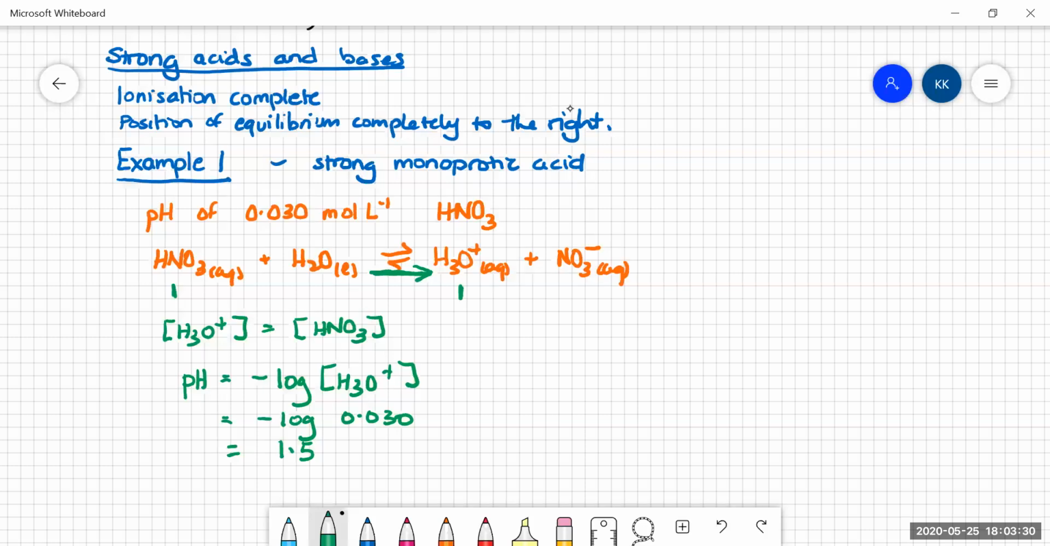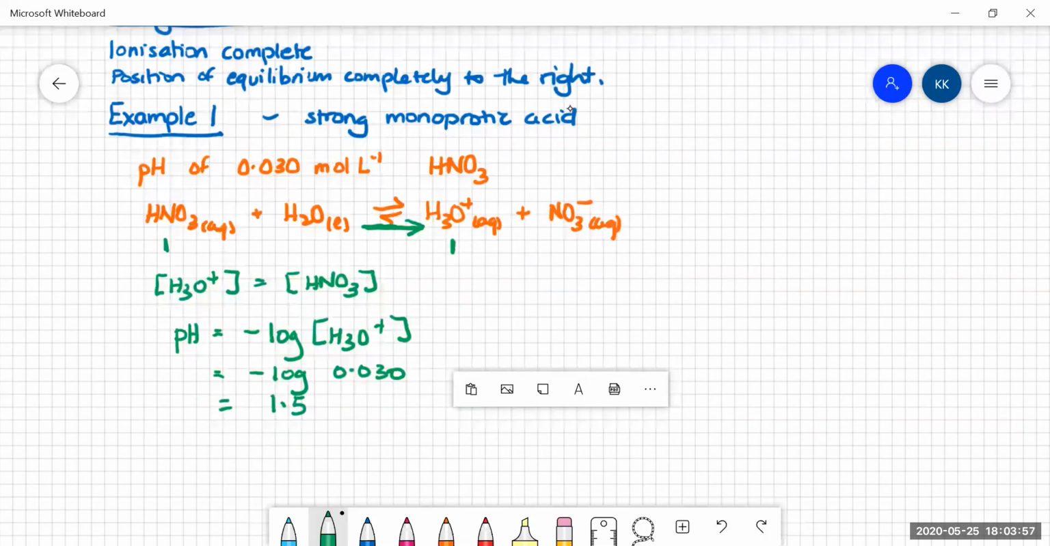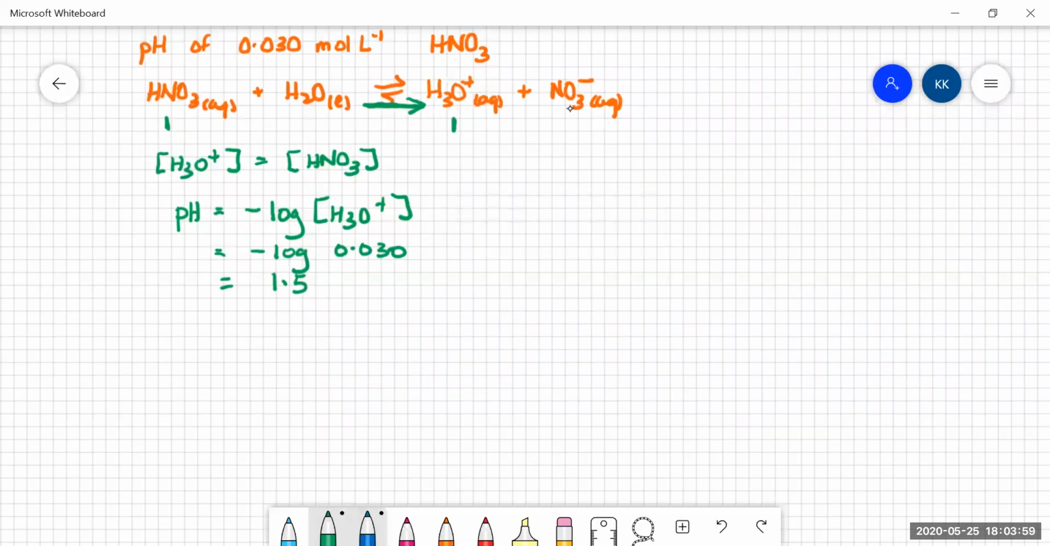So you can see a fairly low pH. It is a strong acid, although there is a concentration aspect to pH as well. pH depends not only on how strong an acid is, but also how concentrated it is. And 0.030 moles per litre is a pretty dilute solution, so we don't have a pH down around 0. We're looking here at a still fairly low pH, but 1.5. All right, next example, let's do a diprotic acid.